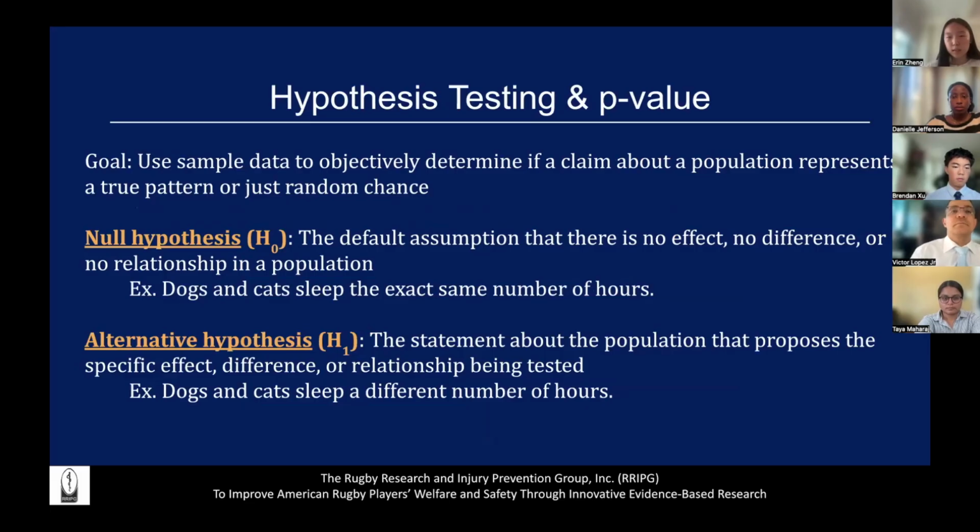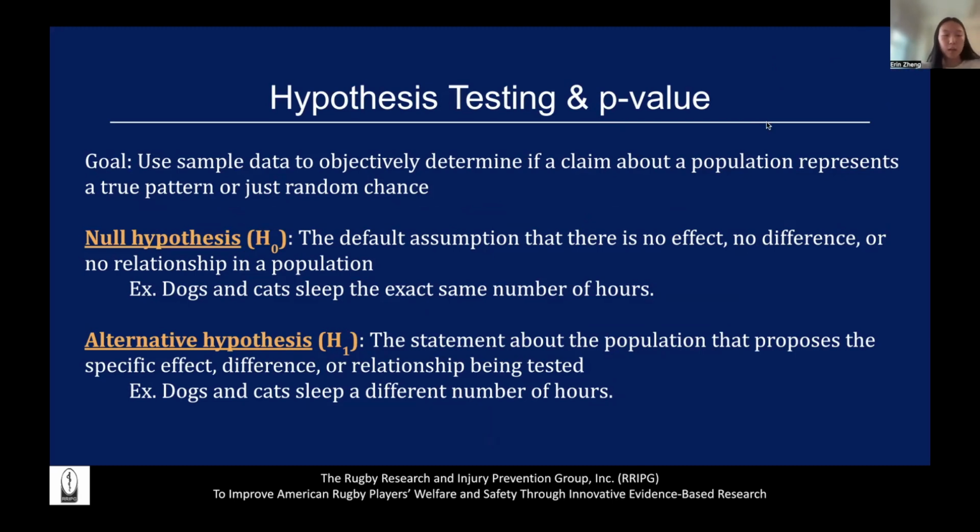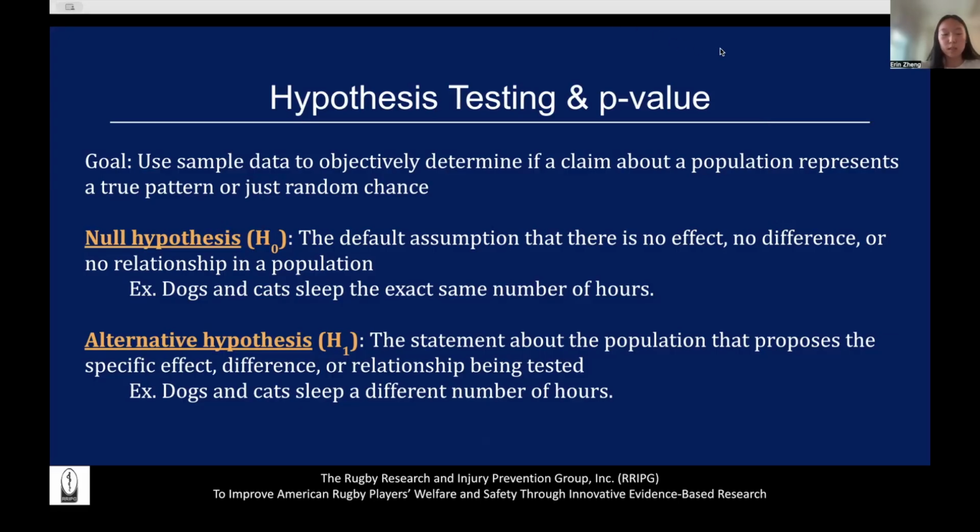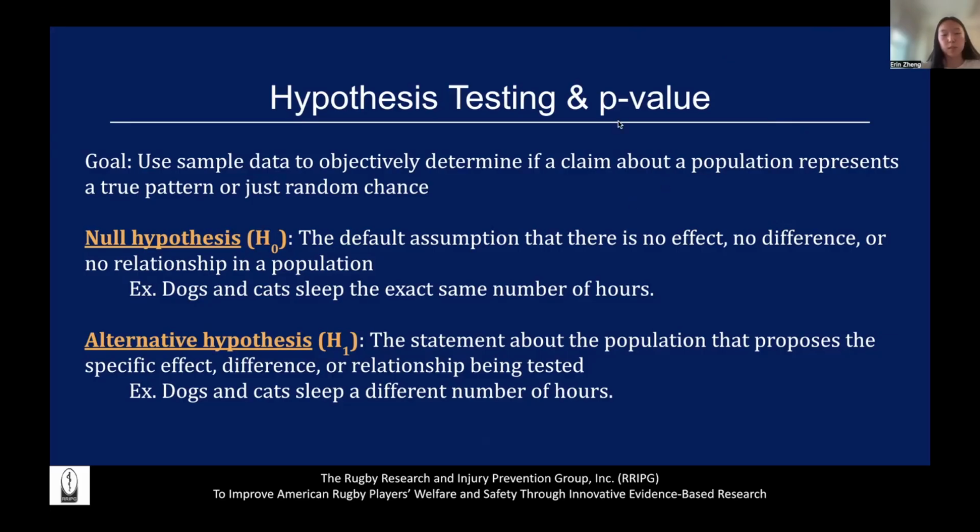So onto hypothesis testing and p-value. So the goal of hypothesis testing is to take sample data to objectively determine if a claim about a population represents a true pattern or if the data that was obtained was just by random chance. So to do this process, first you have to establish a null hypothesis, which is the default assumption that there is no effect, no difference, or no relationship in a population. And then you would establish an alternative hypothesis, which is the statement about a population that proposes the specific effect, difference, or relationship being tested.